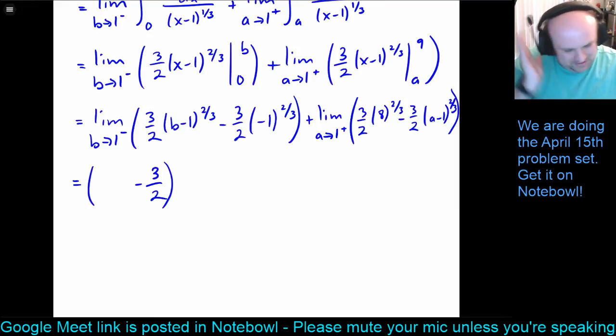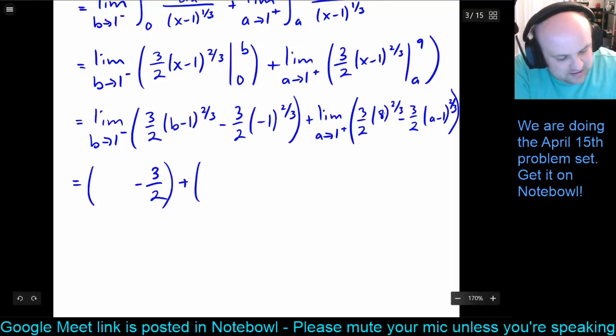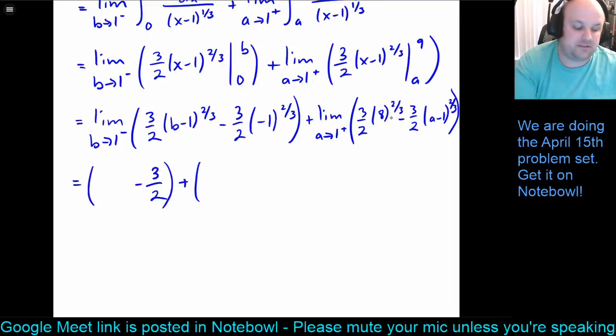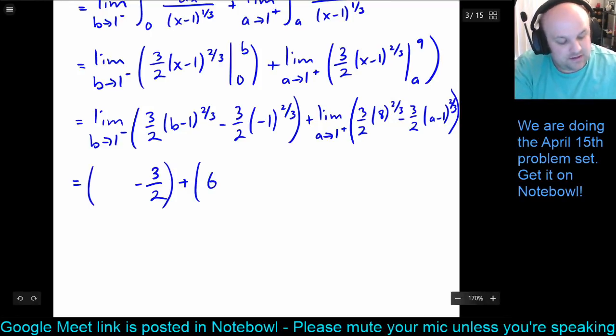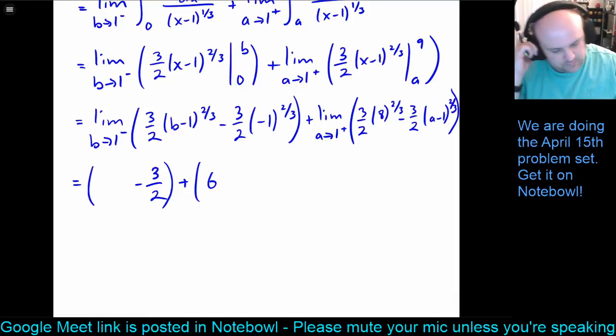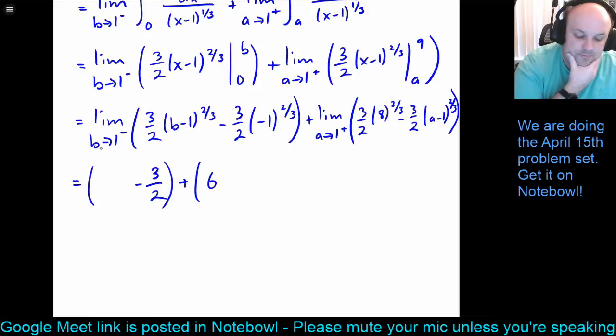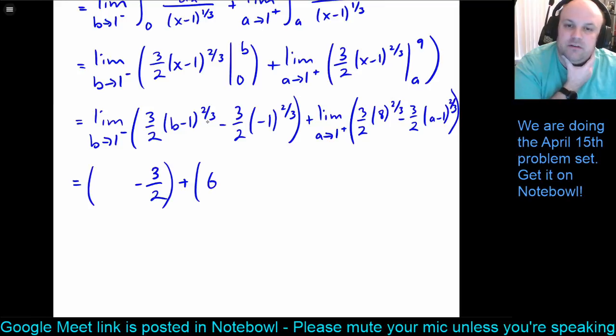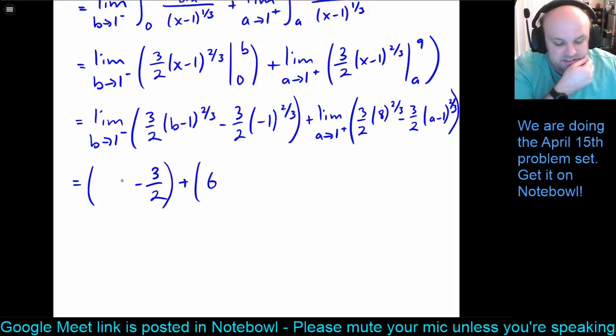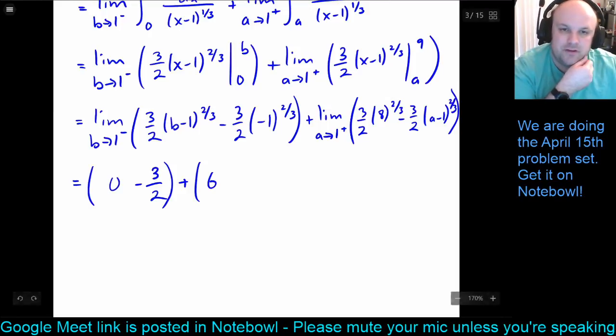All right. Plus, again, let's write this number down. 8 to the 2/3, remember that's 4. So 3/2 times 4 is 6. And then we're going to look at this here. When I plug in 1, this function, b minus 1 to the 2/3, has no issue at b equals 1, right? We can just plug that in. No problem at all, because we're taking third roots here. So this is just going to be 0 when we plug that in. Right? No problem at all.